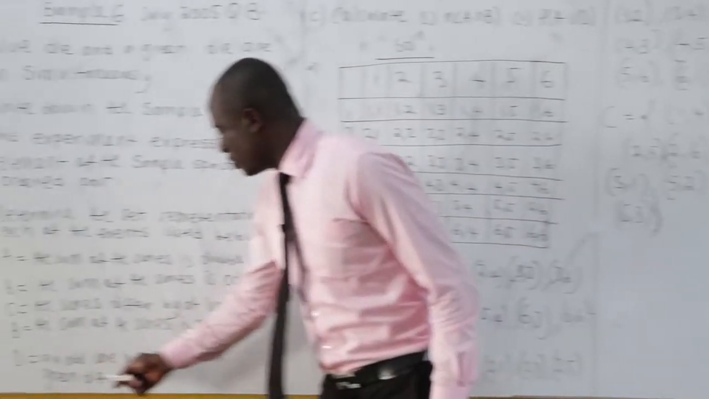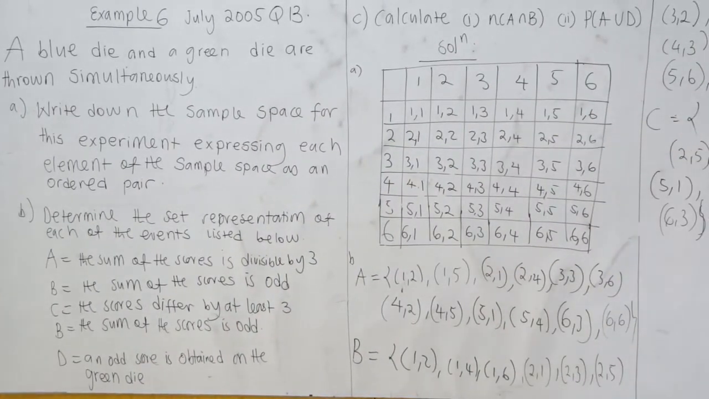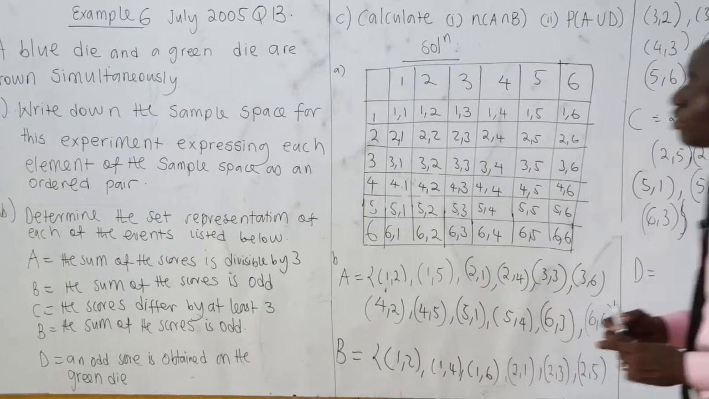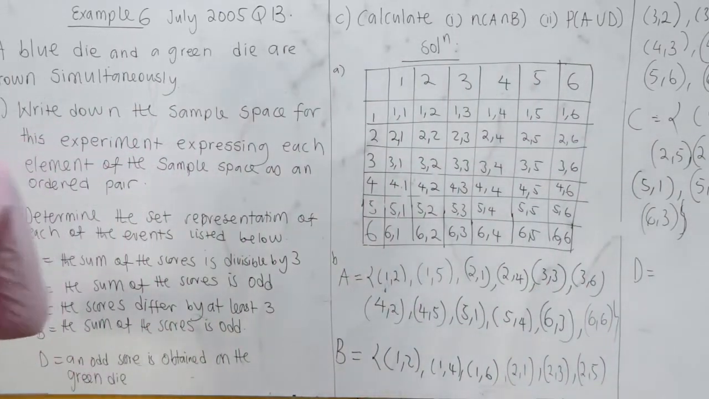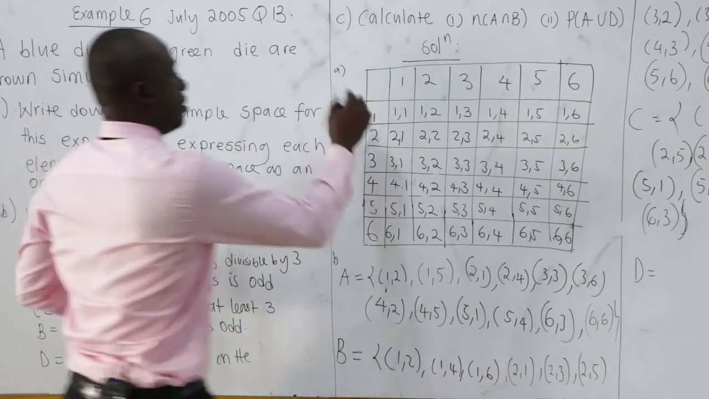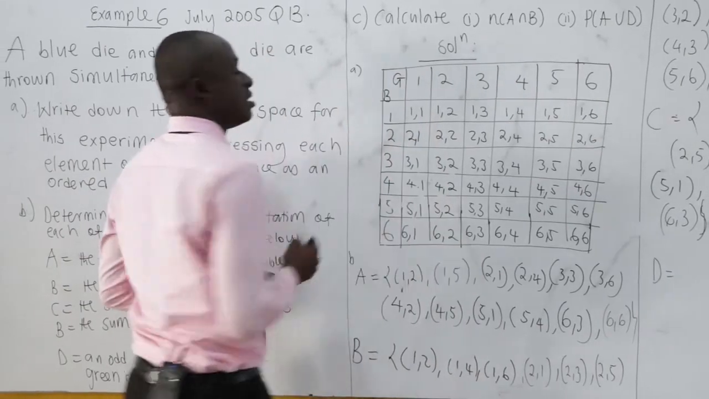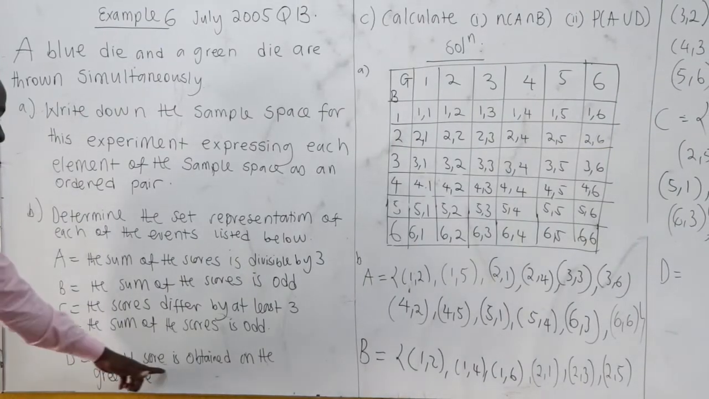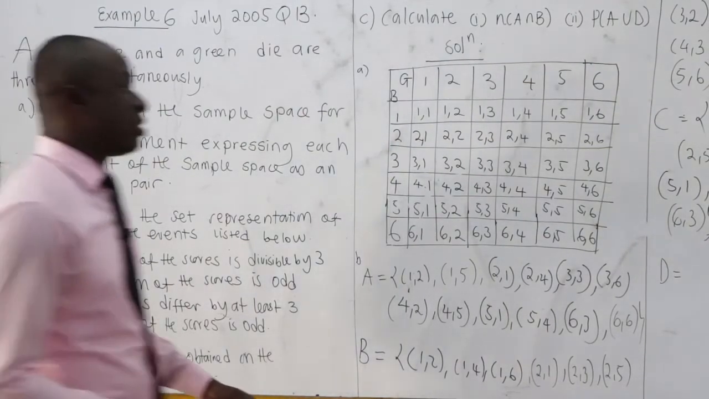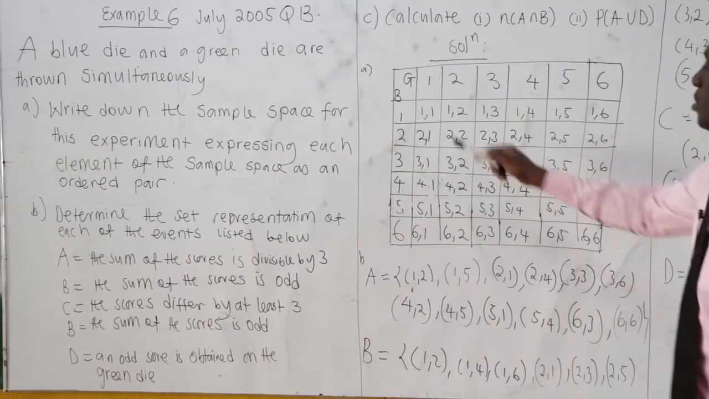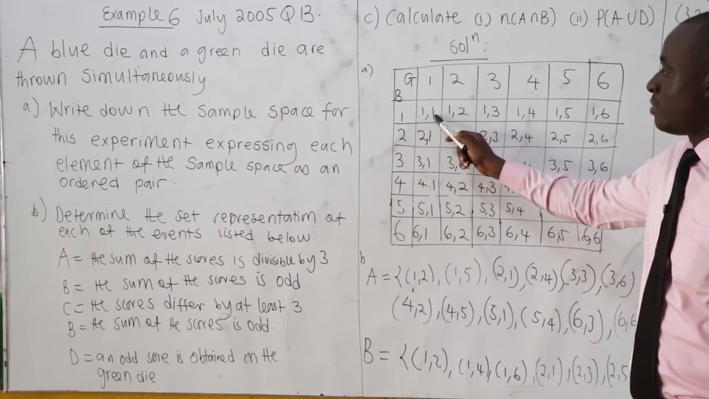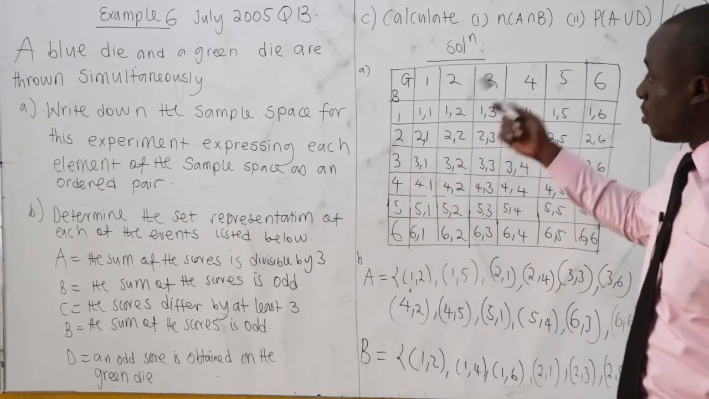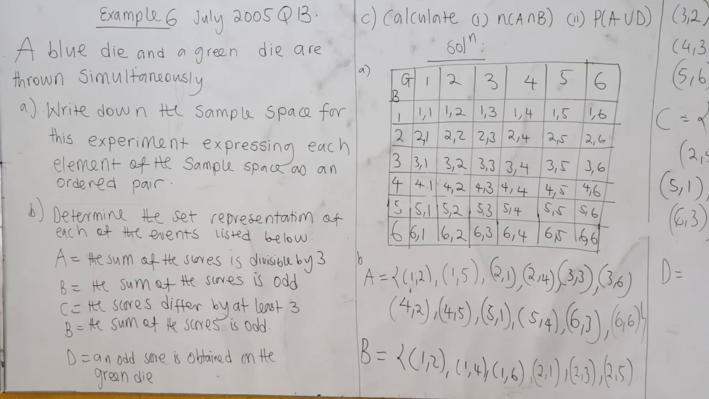The D says an odd score is obtained on the green die. It says that we have a blue die and a green die. So this is our blue and this is our green die. We are told that an odd score is obtained on the green die. It means that the second one should be odd. So 1, 1 is part, but 1, 2 is not part because the green one is 2.